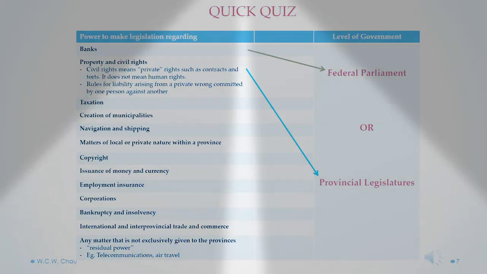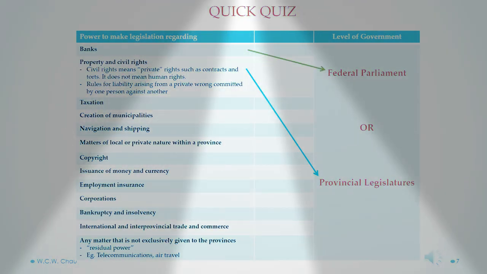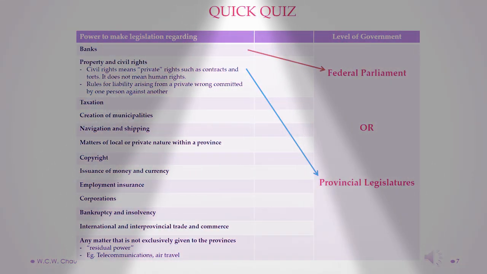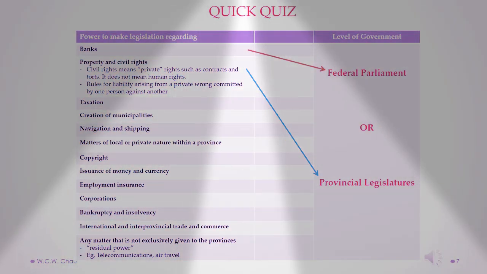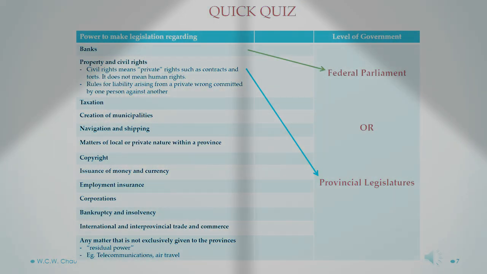This power to regulate property and civil rights from a business standpoint is very significant, and it even extends to give the provinces the right to regulate stock markets, because what stock markets are about are contracts. There are contracts to buy and sell stock. That's why the provincial legislatures, or specifically in Ontario, the Ontario Securities Commission, regulate the stock markets.